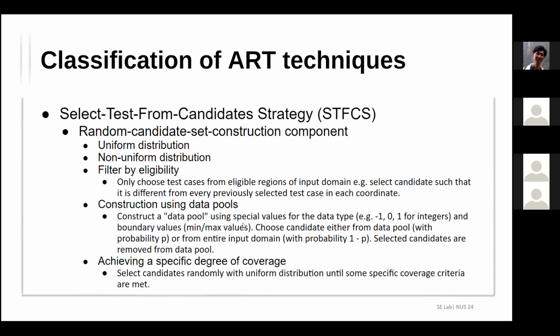Next case is a construction using a data pool. This is by using a data pool first, using some special values and boundary values. In this case, for integers, maybe we might have -1, 0, 1 for the special values, and boundary values being 2 to the power 31 minus 1, for example, the min and max for integers. And then we either choose our candidates from the data pool with some probability P that's a parameter, or from the entire input domain with the corresponding probability 1 minus P. And then we remove the candidates from the data pool until the pool is empty, and we refill the pool again and repeat the process until we have a candidate set of the required size. So this is a parameter, how big you want the candidate set to be.